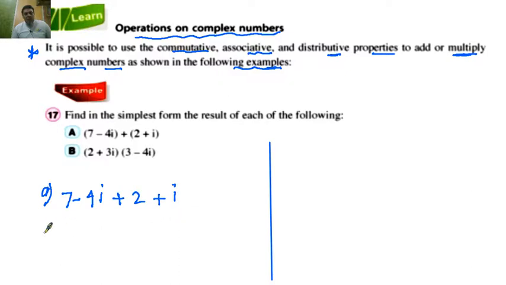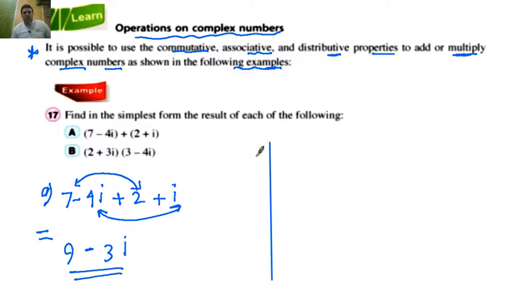When we add two complex numbers, add real with real, and imaginary with imaginary. Real 7 and real 2 equals 9, real part. Imaginary part, negative 4i plus i equals negative 3i. That is the result.